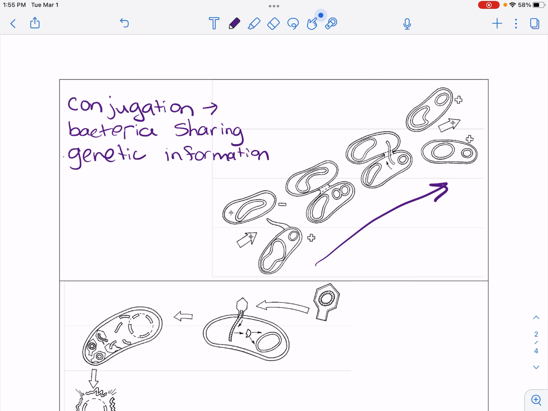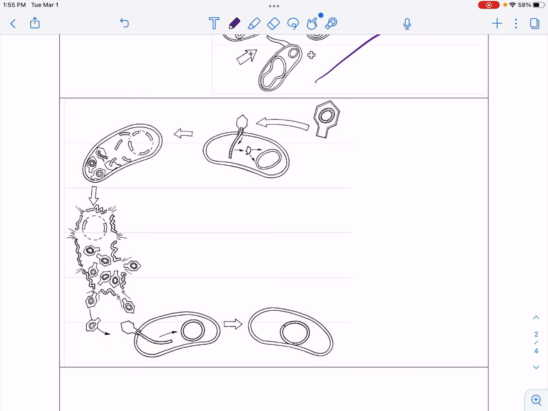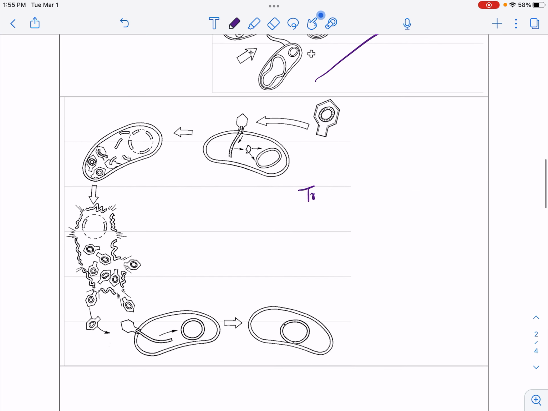And then the last way is they can do it through viruses. So this is called transduction. And so viruses can contain their own genomes, but then they can also contain bacterial genomes. And so in this case, this virus infects it, and then it causes the bacteria to actually, see right here, there's some bacterial genome going into that virus.